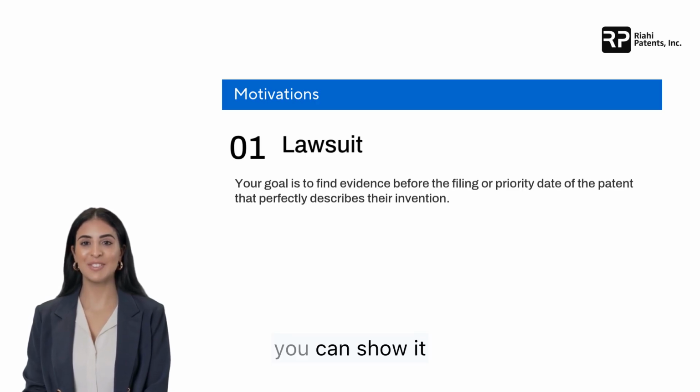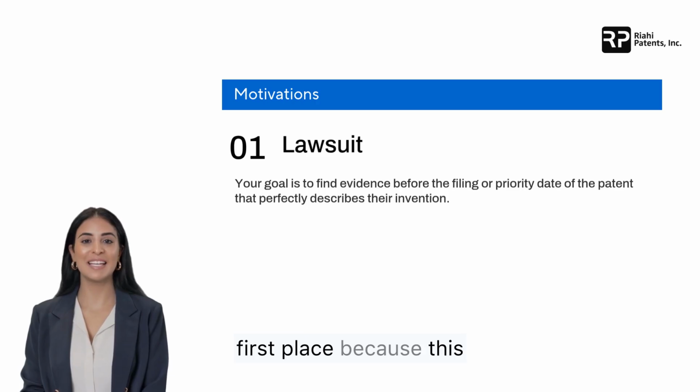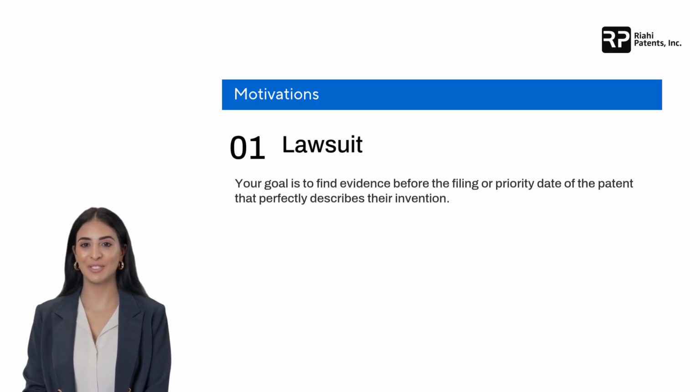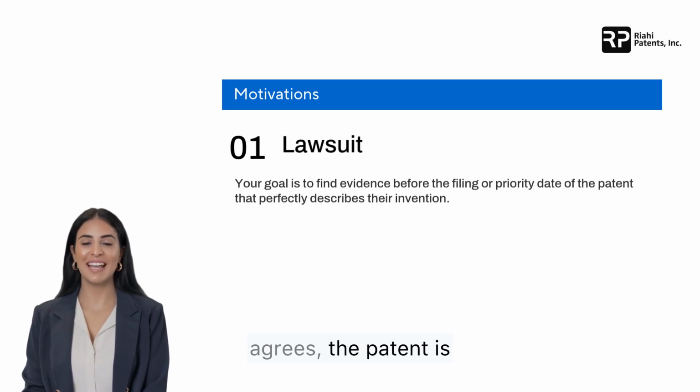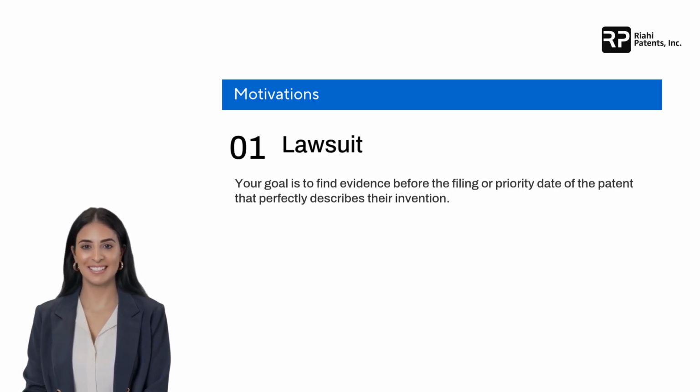If you find it, you can show it to the court and say, "Your Honor, this patent should never have been granted in the first place because this technology was already old news." If the judge agrees, the patent is invalidated and the lawsuit against you is dismissed.